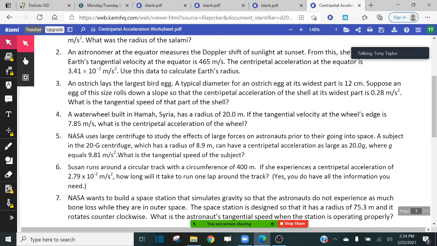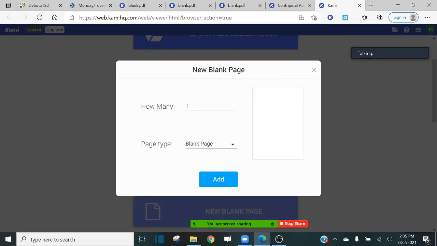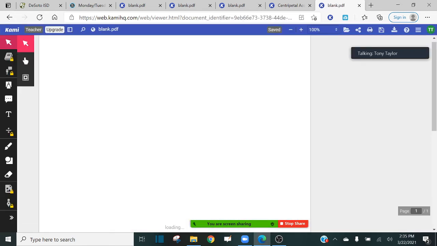Let's start with number 4. Number 4 says a water wheel built in Hama, Syria has a radius of 20 meters. If the tangential velocity at the wheel's edge is 7.85 meters per second, what is the centripetal acceleration of the wheel? Okay, so let me open up another blank sheet of paper so I can do number 4.